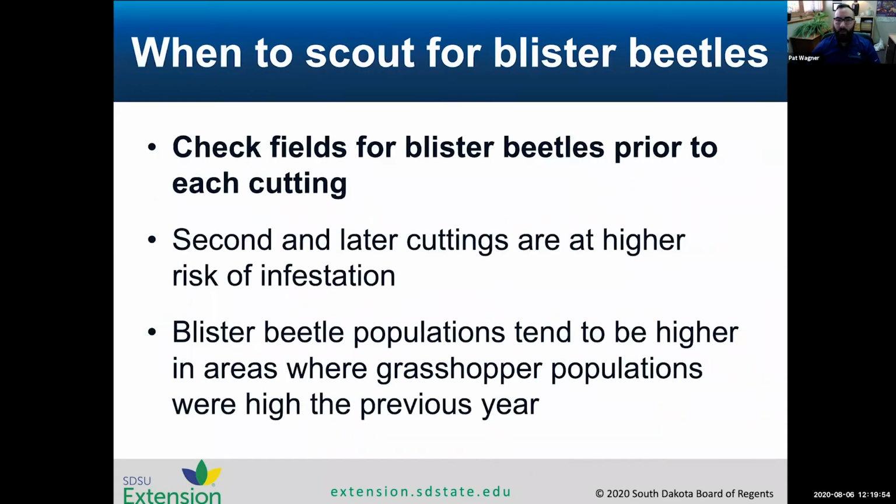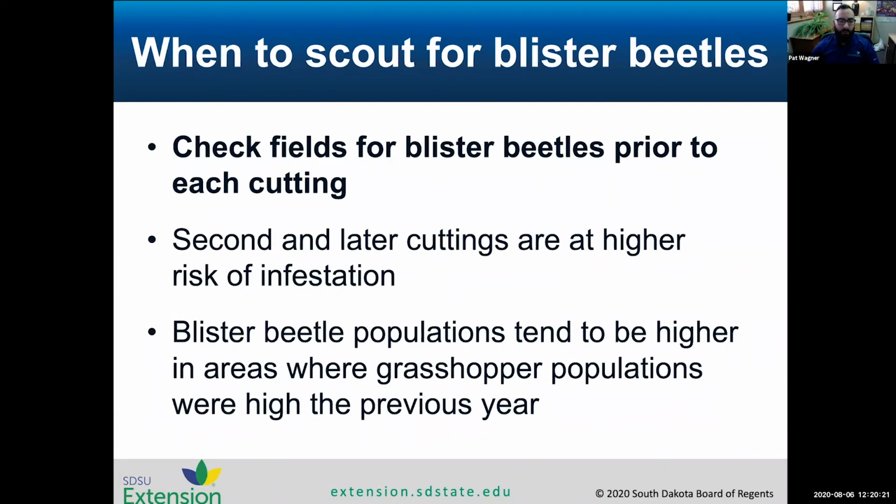Okay, so moving on, we'll talk about when to scout for blister beetles. So first things first, you want to always check the fields for blister beetles prior to each alfalfa cutting. That's just good practice. You want to go out, check the fields and make sure whether they're there or not, and kind of what kinds are there. We'll talk about that in the next slide.